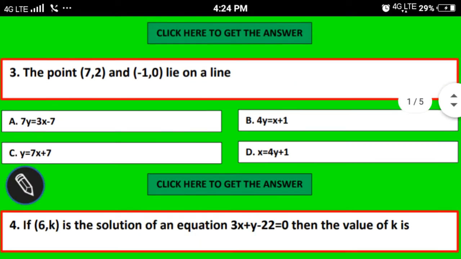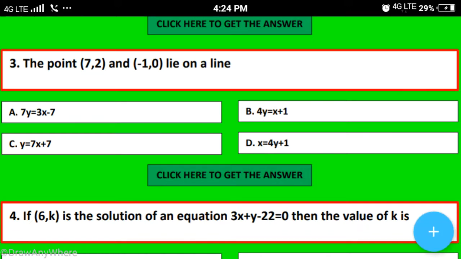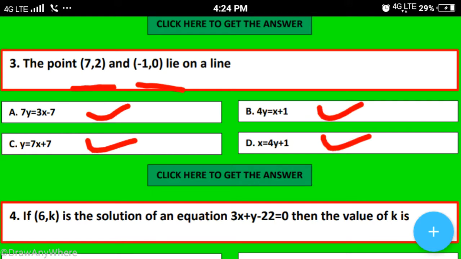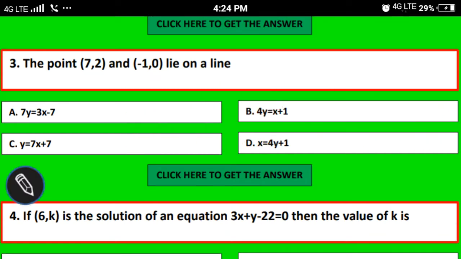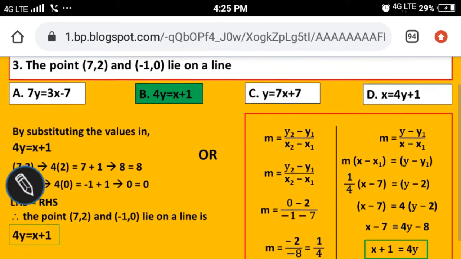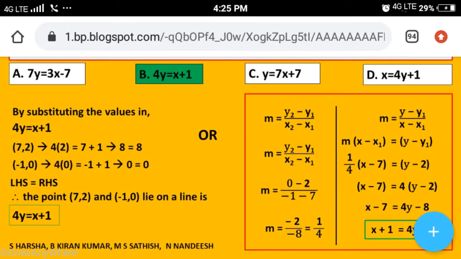Then the third question is, the points (7, 2) and (minus 1, 0) lie on a line. So four lines are given. Now one simple method is, we have to substitute the values of x and y in any one equation, and check whether it gives the solution or not. So here that method is used. By considering the values (7, 2) and (minus 1, 0) in the second equation, that is 4y equals x plus 1. So y value is 2 and x value is 7 in the first one.